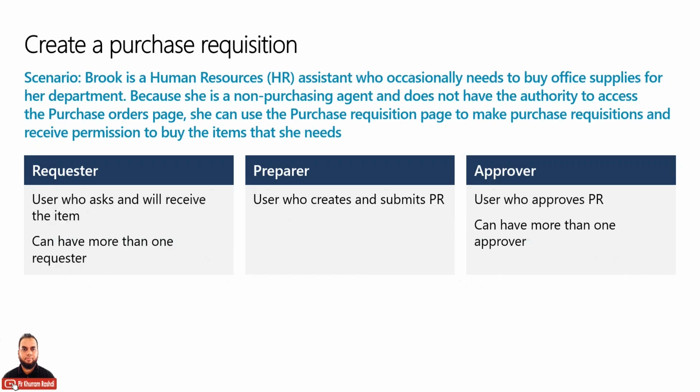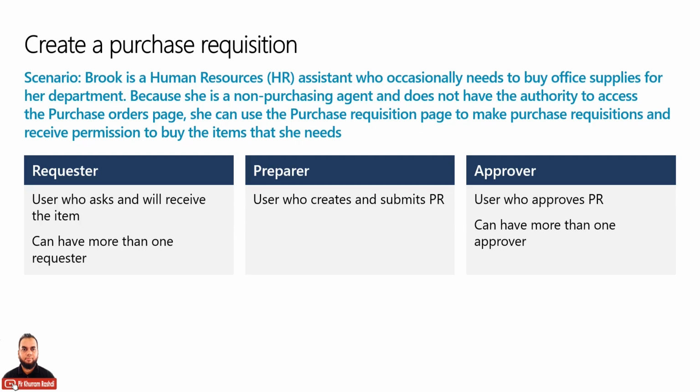Coming to the purchase requisition here, there can be a scenario when, for example, any assistant in a department can buy office supplies for his or her department, and then as I told you, it can go to head of department and then it can go to the procurement department. So whatever scenario is there as per legal entities requirement or the company requirement, that can be implemented through workflow. And requester is nobody but who asks and will receive the item, can have more than one requester, and preparer is who basically creates and submits the PR.